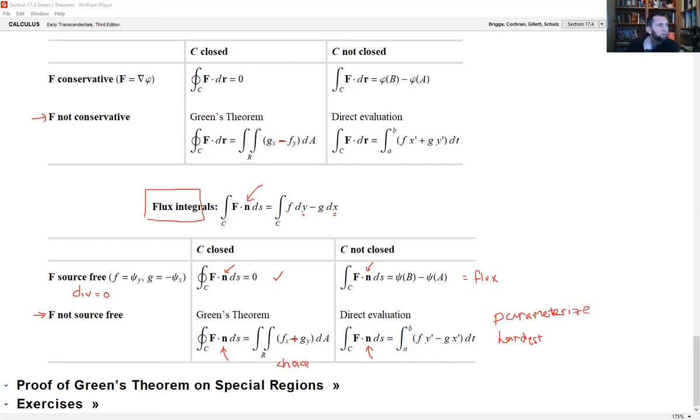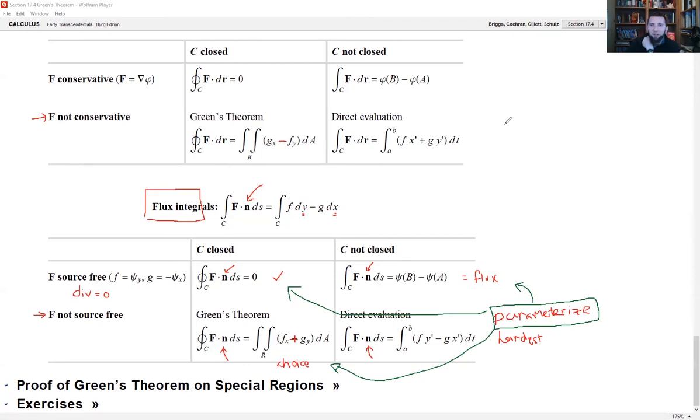Notice that here at the bottom, the first step will again be to parameterize. Just for clarity's sake, I want to make sure it's clear. You could parameterize instead of using the fundamental theorem of line integrals. You could parameterize instead of taking advantage of the fact that the flux is 0 around the closed path. You could parameterize instead of using Green's theorem. But it's only in this last case where C is not closed and F is not source free that you're forced to parameterize. You don't have the choice.